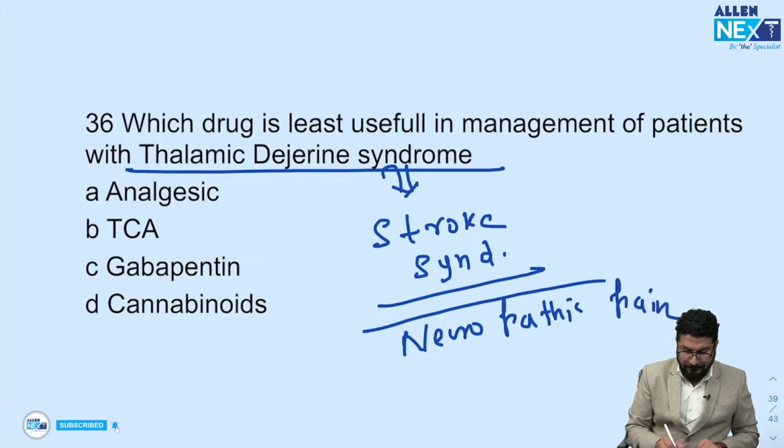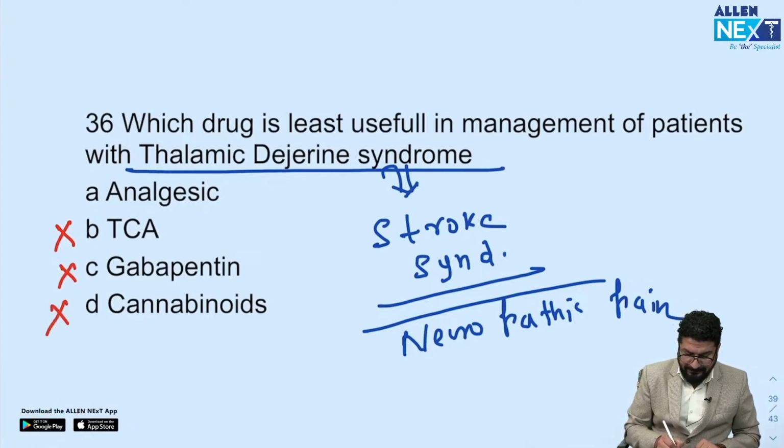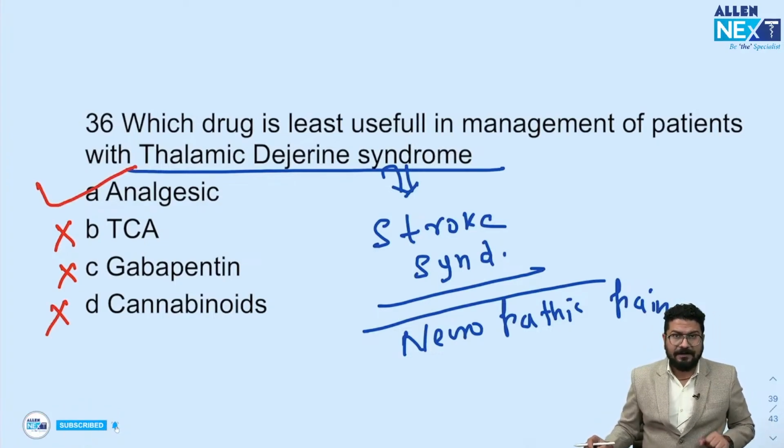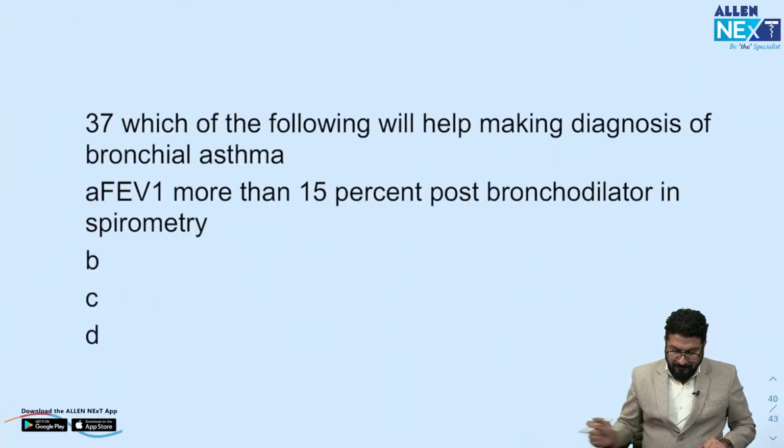In neuropathic pain, you can use TCA, yes. You can use gabapentin, yes. You can use cannabinoids, yes. There is no role of analgesics. Analgesics are not that effective in a patient with neuropathic pain. That's very, very important. Clear? Okay, moving to the next one.